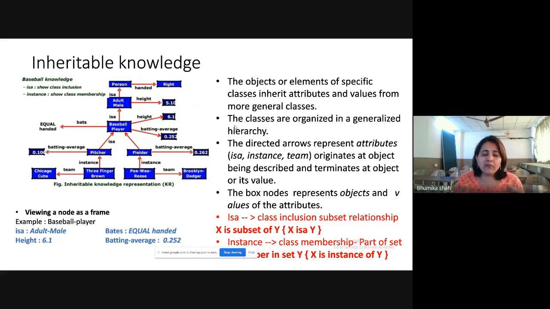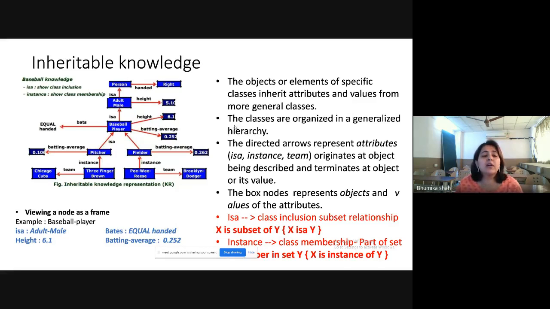Now see, once again, these boxes represent either objects, meaning Three Finger Brown or Pee Wee Reese, or the attribute values, meaning Chicago Cubs or Brooklyn Dodgers. And the attribute, that is team, is written on the arrows, right? Okay, now let us read this in the hierarchy, bottom to top. If I'm talking about Three Finger Brown, this specific player, then this player is an instance of the object or entity pitcher.